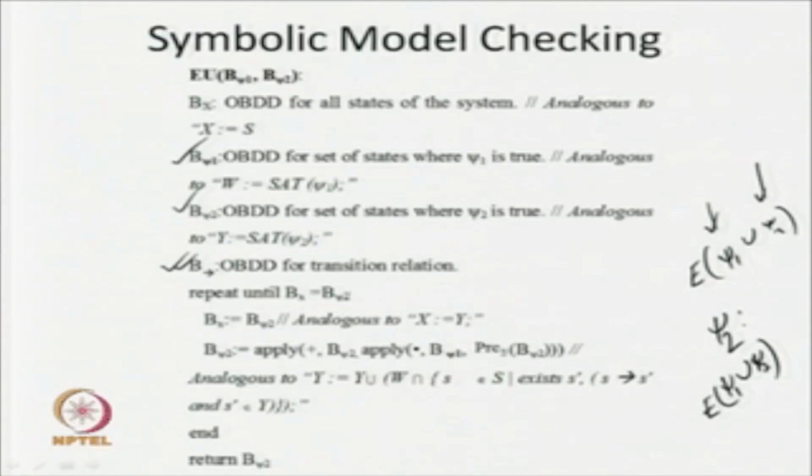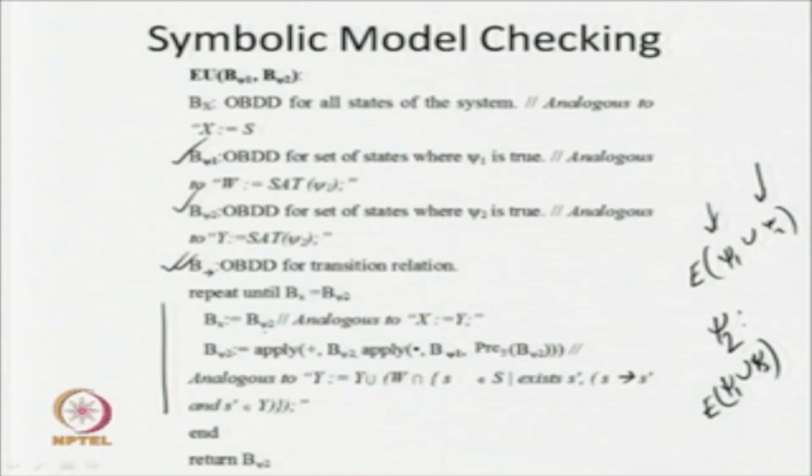So, initially wherever psi 2 is true, E psi 1 until psi 2 will be true. So, we are just keeping this particular assignment. Now we are going to compare these things, and we are going to repeat this particular loop.